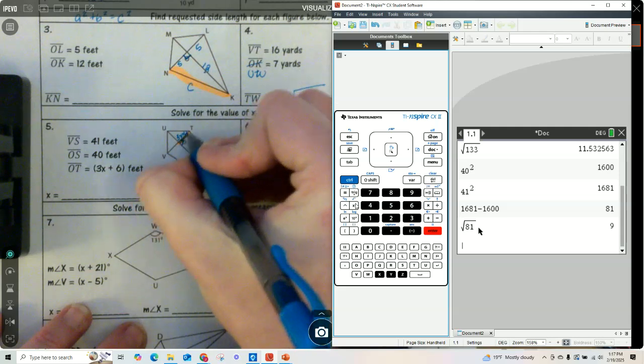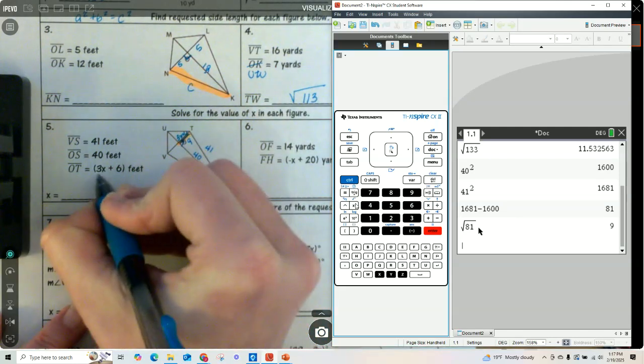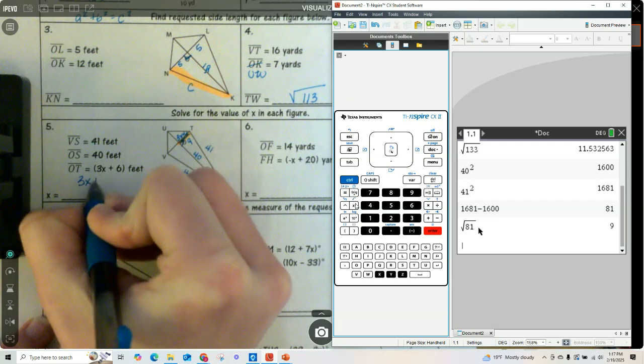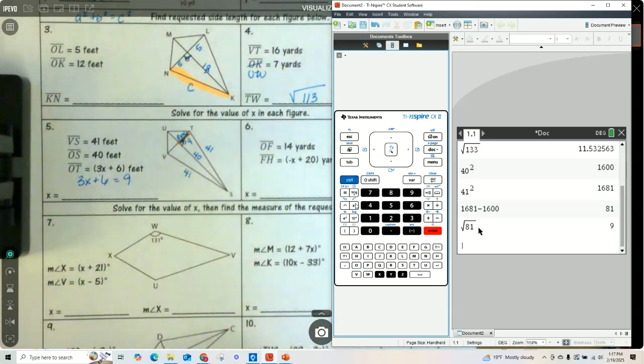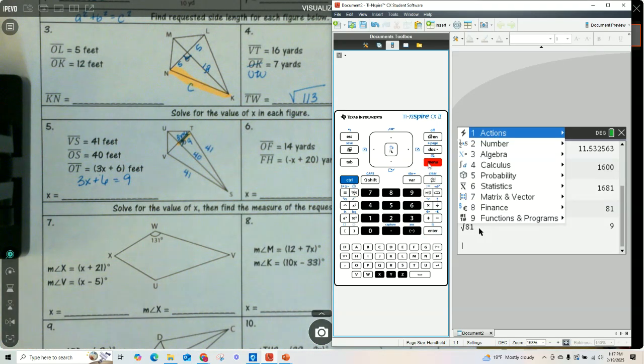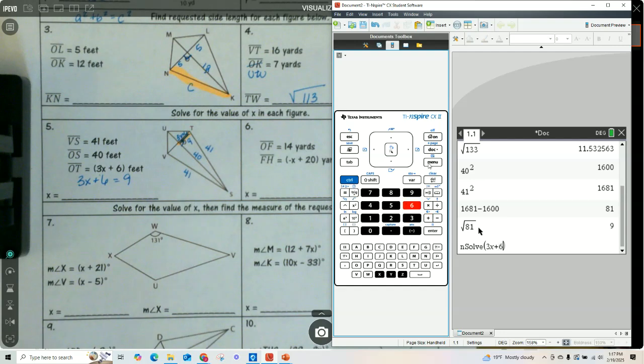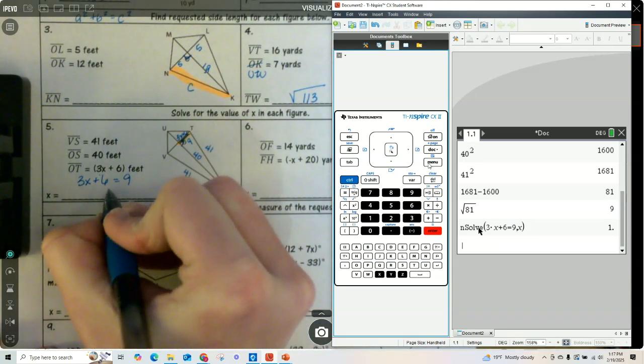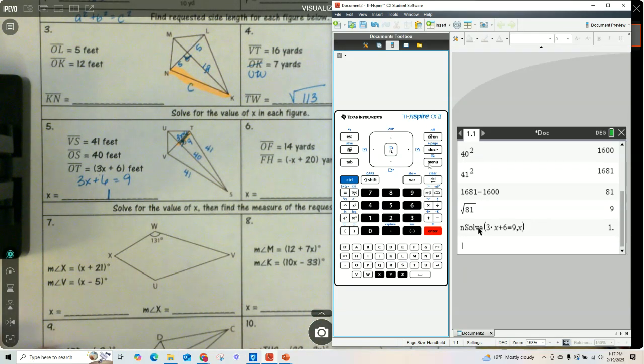So we know this side here measures 9, but we also know it measures this, and we're trying to solve for x. So we can set those equal to each other. And that's my answer. X equals 1. So again, kind of a process. You've got several steps that you have to go through in order to solve those. So let's do another one like that.